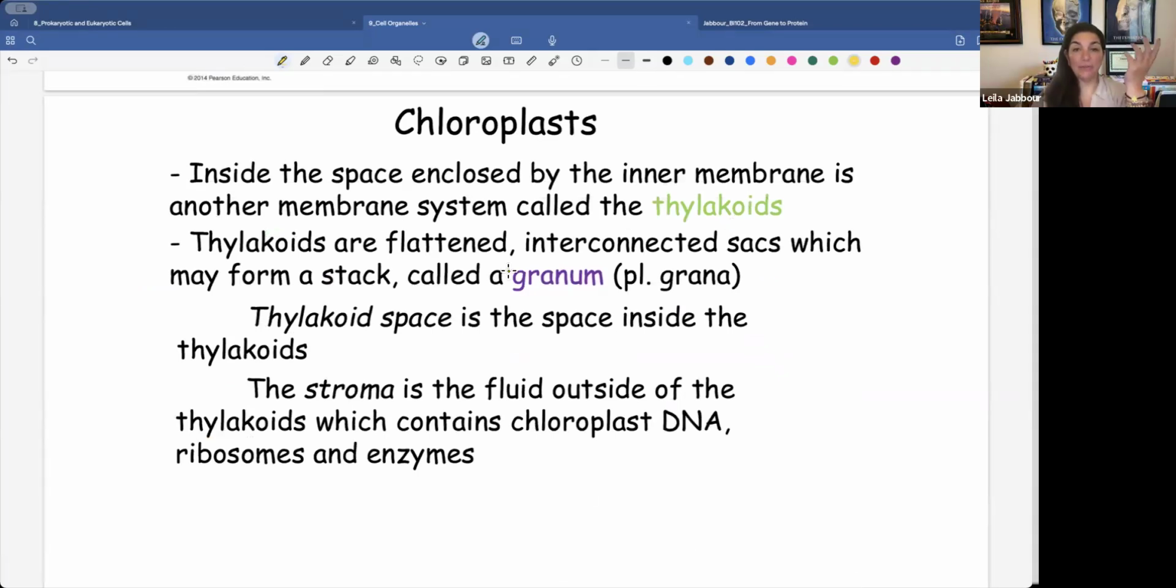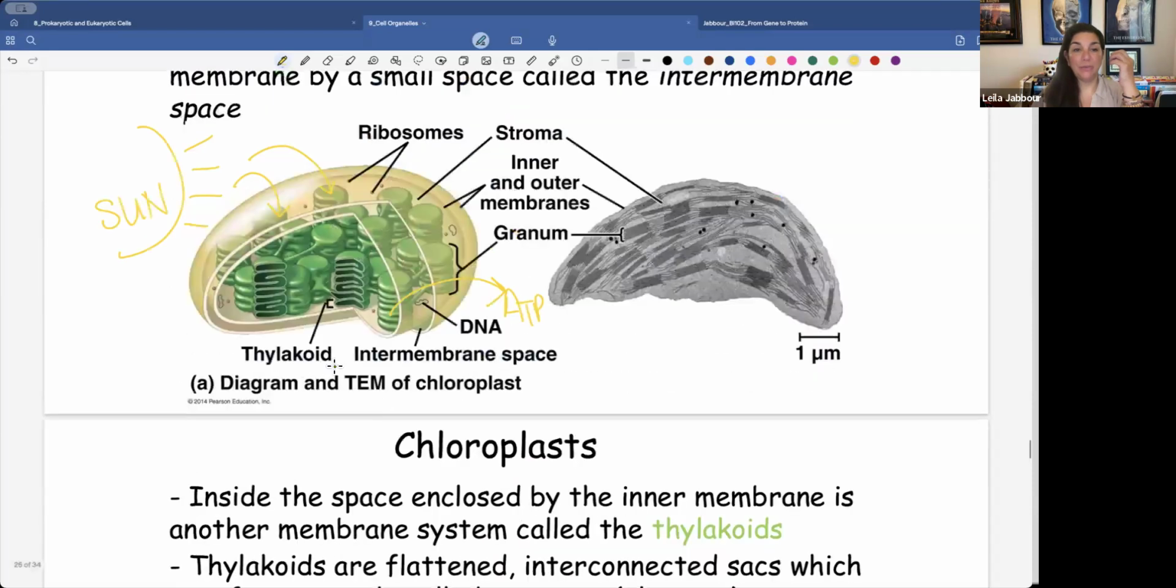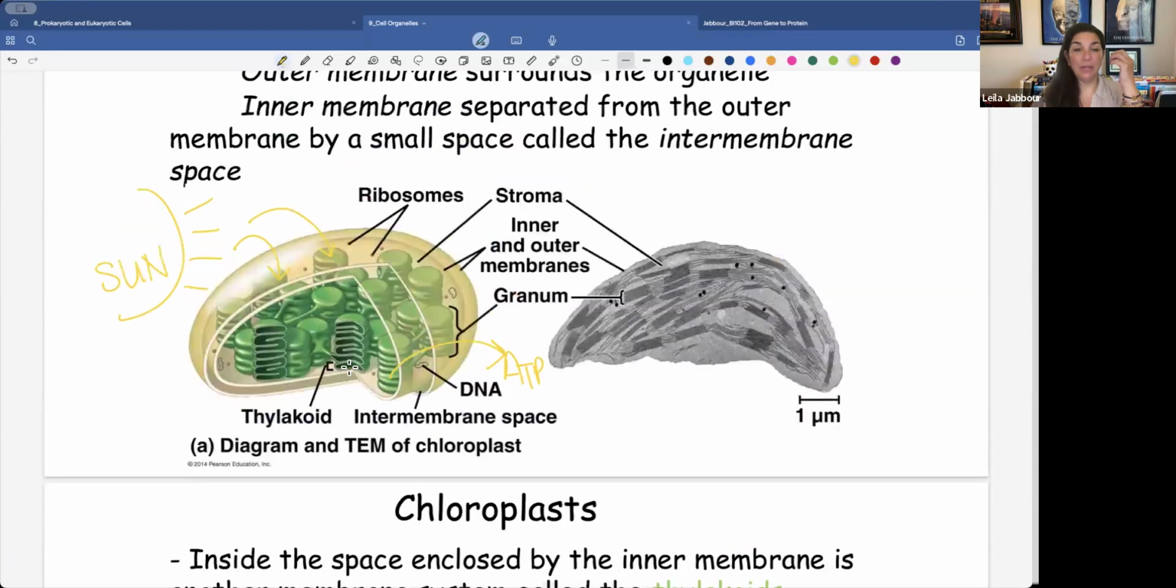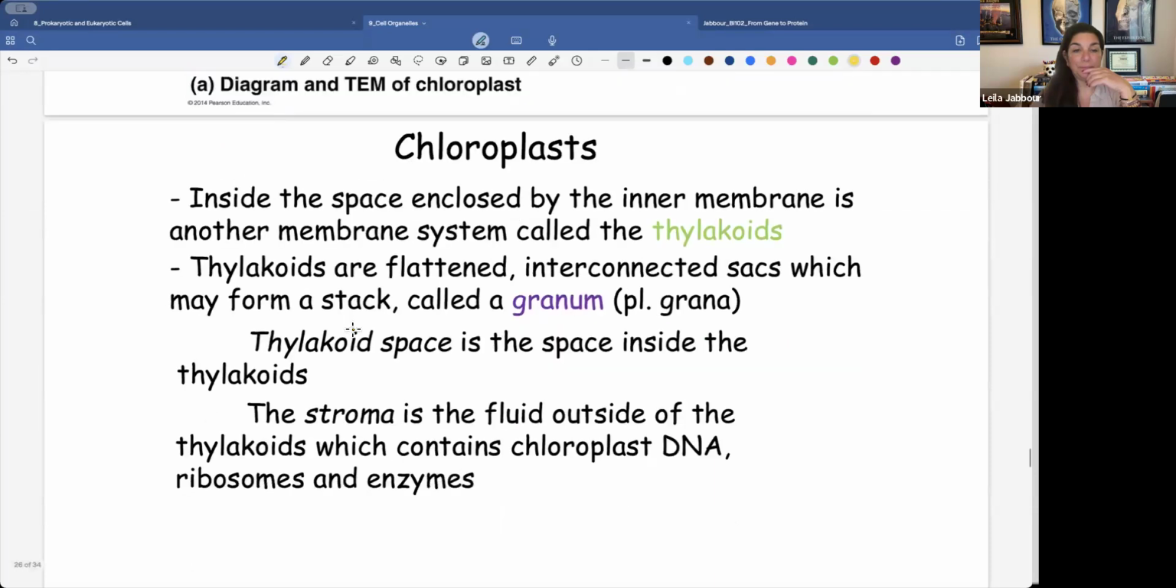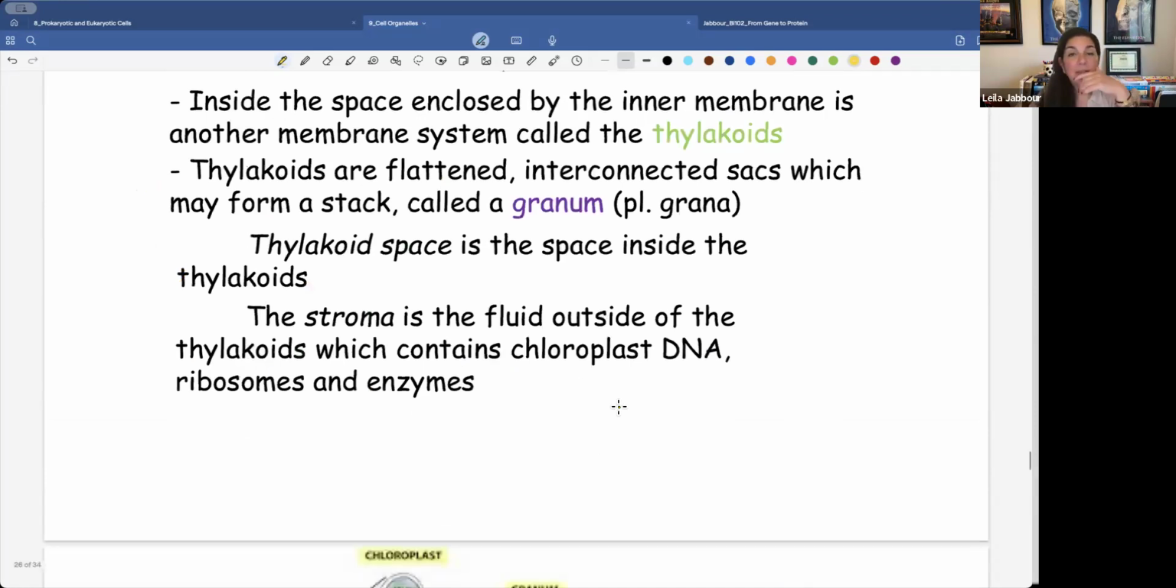The thylakoids are flattened, interconnected sacs, which may form a stack called the granum. And here we go. So this is a thylakoid, and they're stacked on top of each other. The thylakoid space is a space inside the thylakoid, and the stroma is the fluid outside of the thylakoids, which contains the chloroplast's DNA, ribosomes, and enzymes.